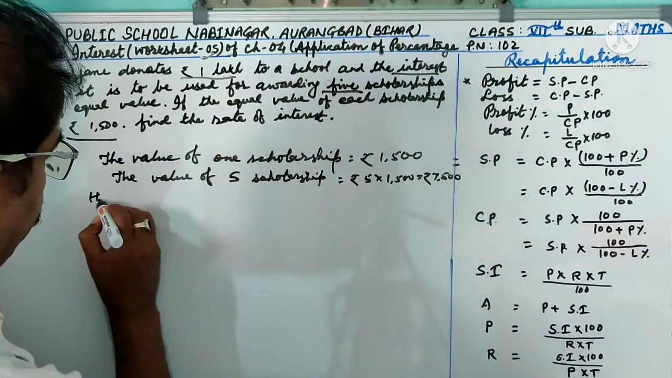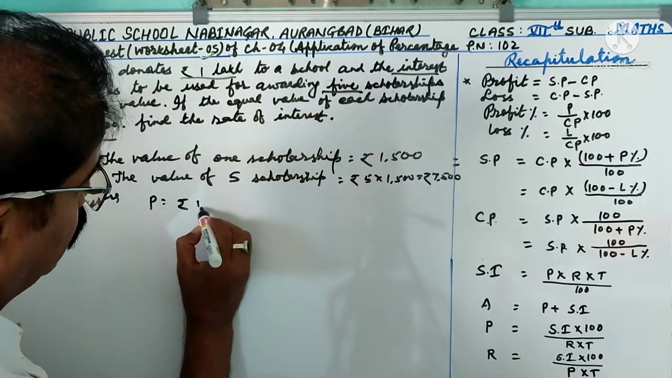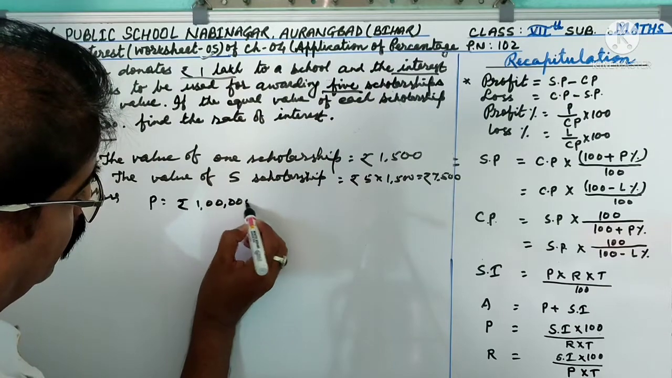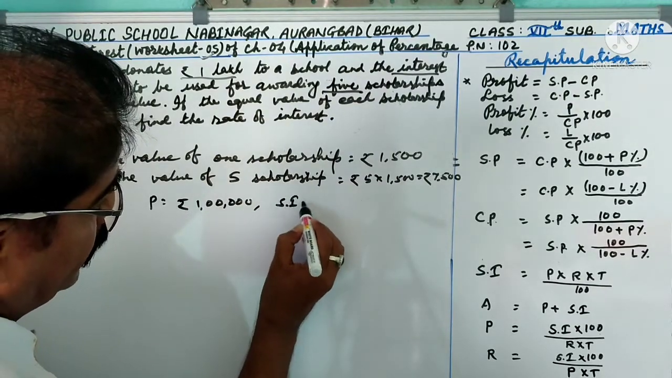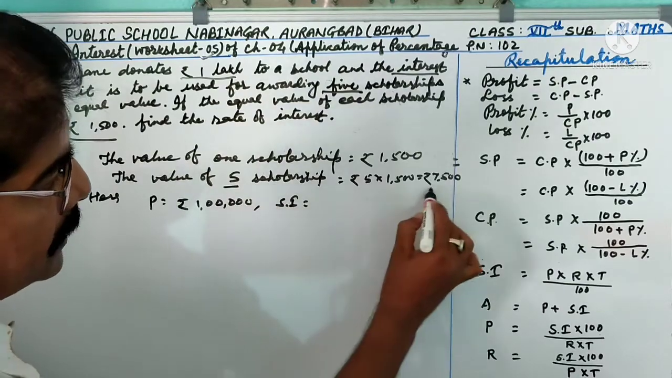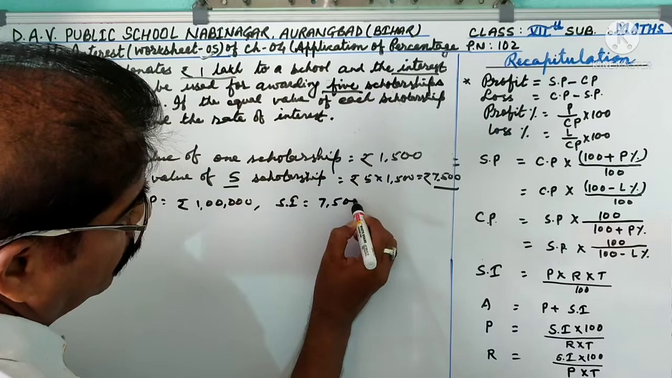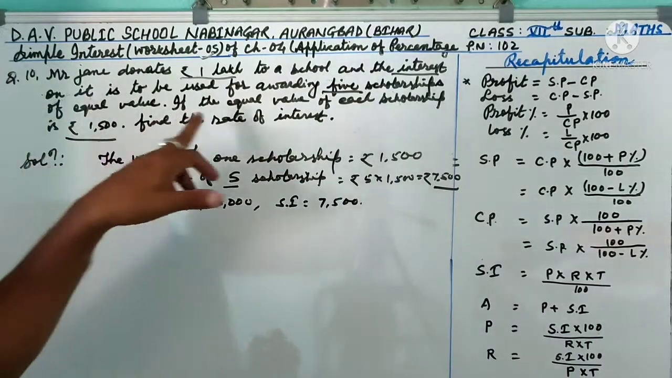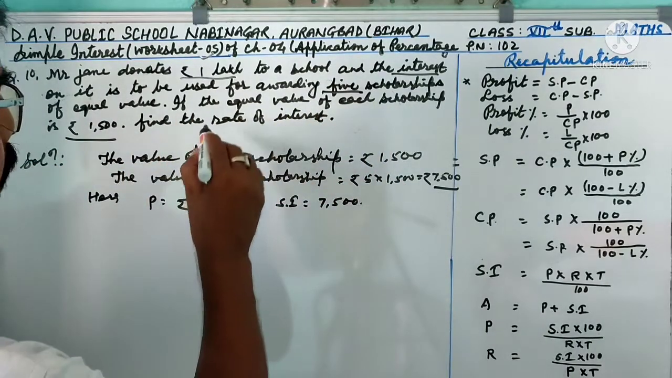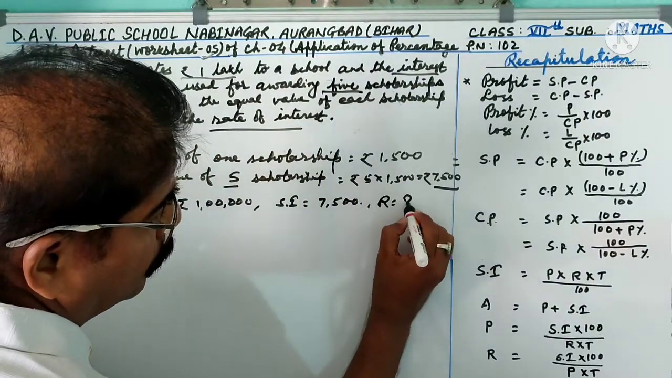So here P equals rupees 1 lakh and SI equals the value of 5 scholarships, that is 7500. So find the rate of interest. So R equals what?